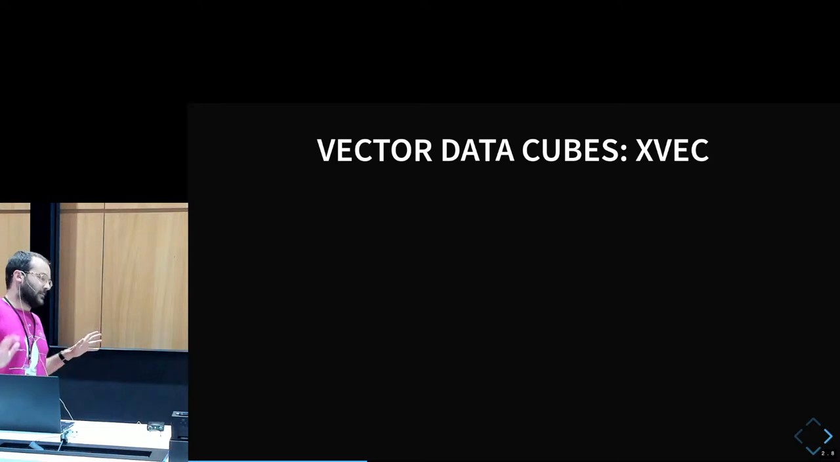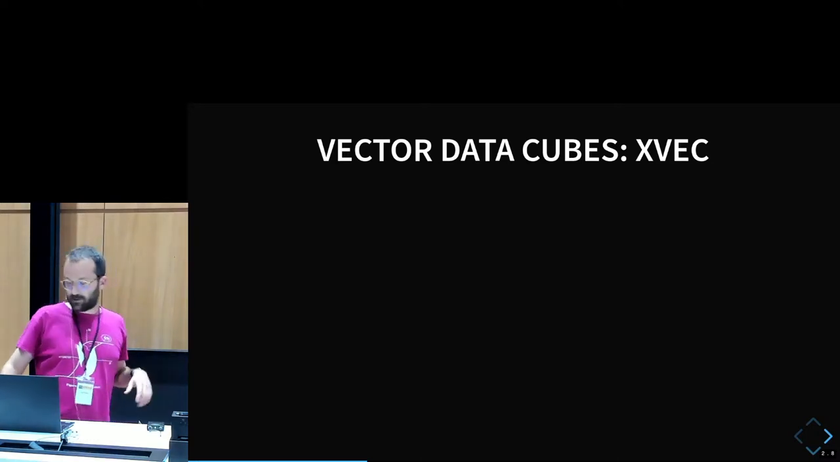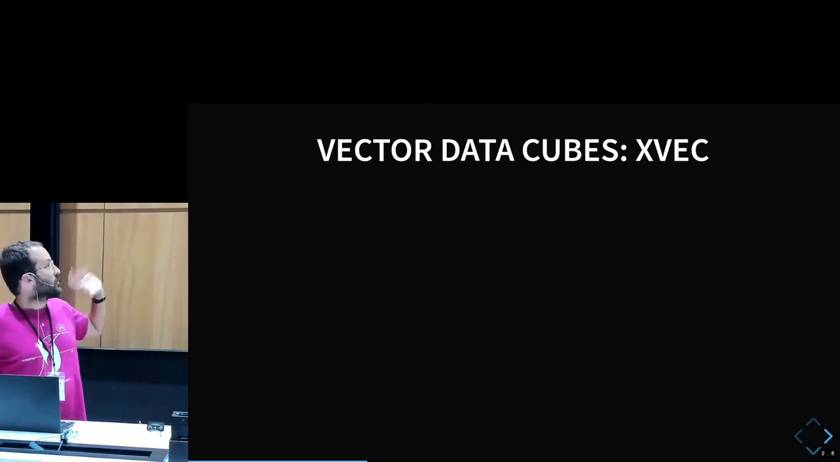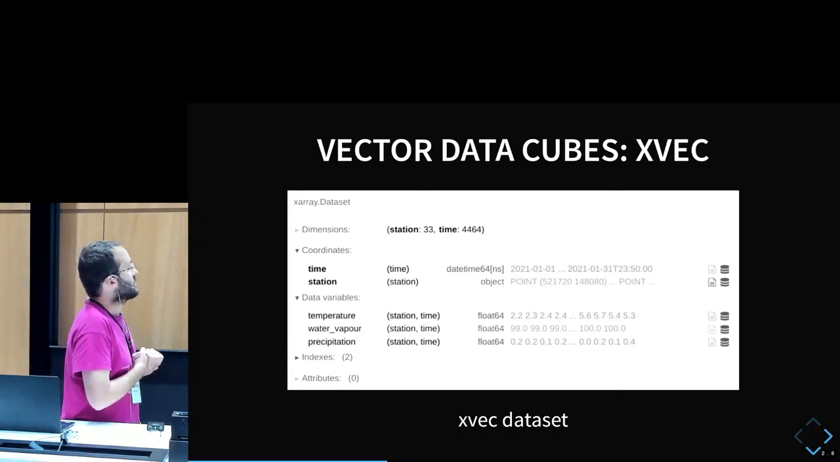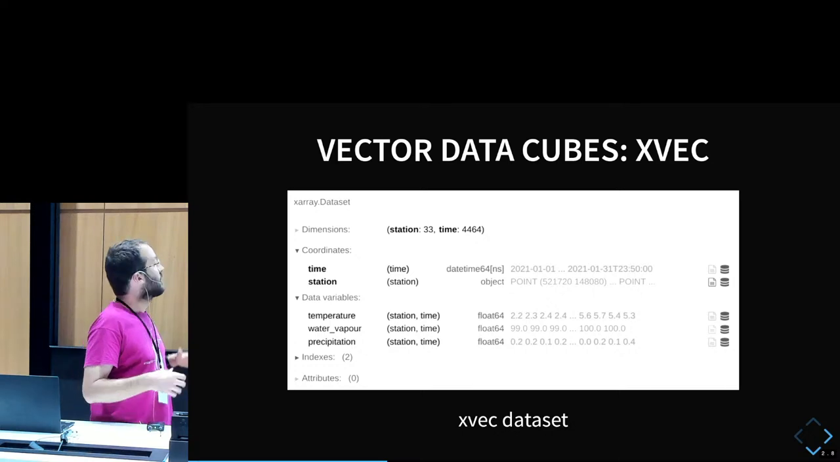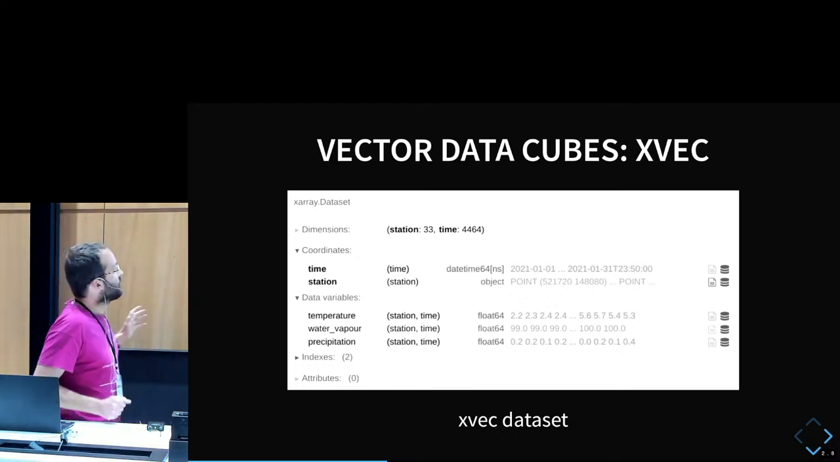Apparently in the R community that's a bit better managed, and I think that's what inspired this package called xvec that we found, which is based on xarray, and in this case we can have two indexes. That's great. I just transformed that data, so we still have the 33 stations at 10-minute data for one month.